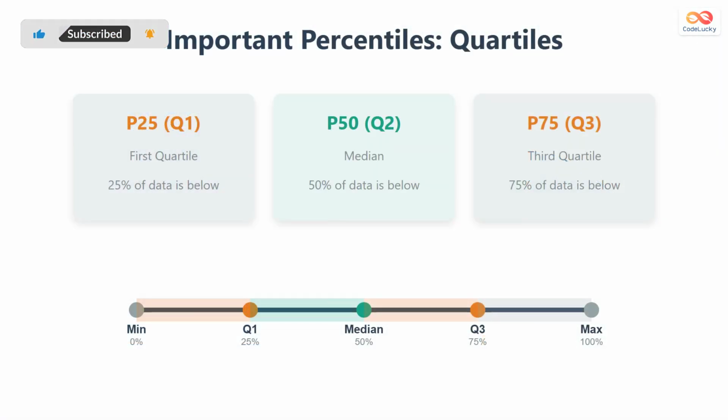We also split data into 4 large chunks called quartiles. The 25th percentile is the first quartile, or Q1. The 75th percentile is the third quartile, or Q3. These markers help statisticians quickly understand the spread of the data.